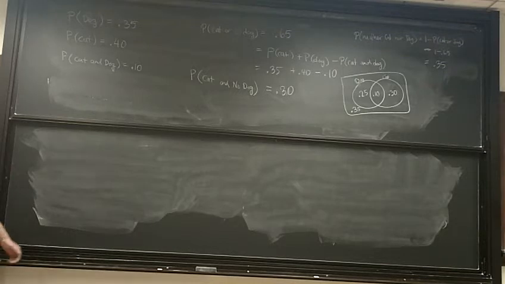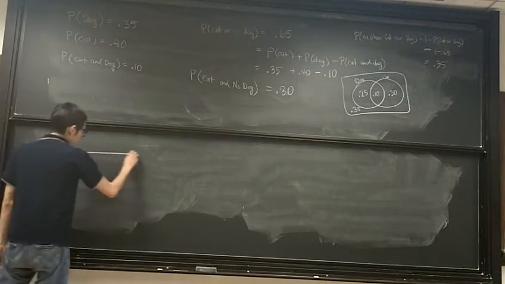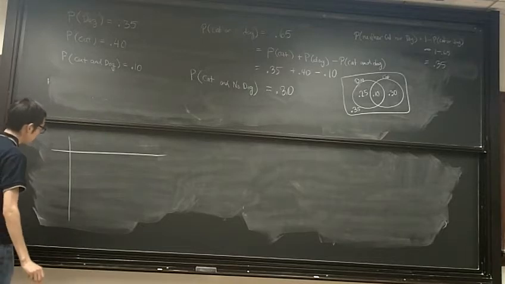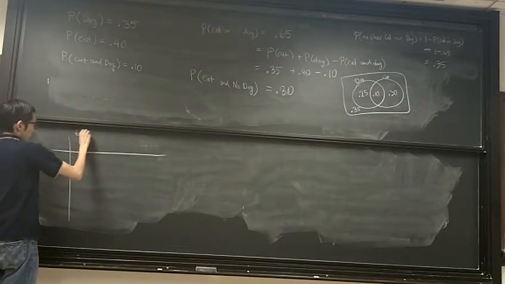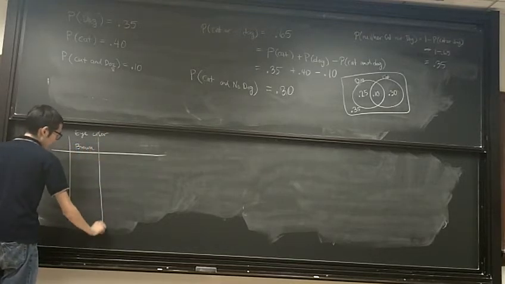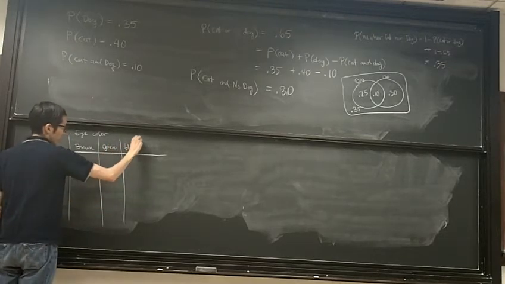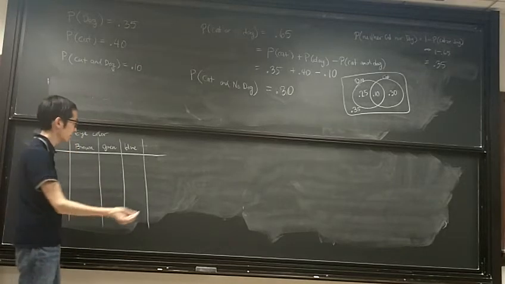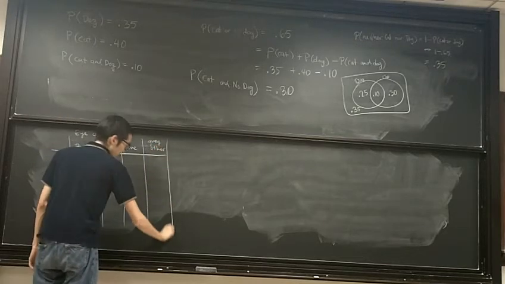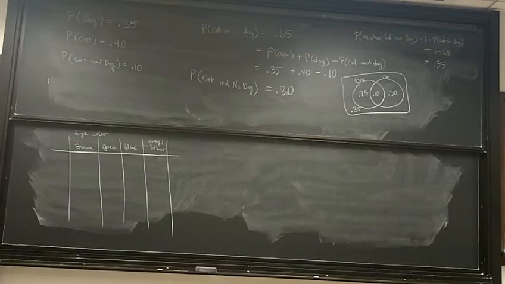Okay. Let's talk about something else here. All right. Let's say I ask you, what is the color of your eyes? Some people say, oh, I've got brown eyes. Someone says green. Blue. And then gray or just other color eyes, okay? Gray slash other. Good. So I just ask you what color your eyes are.